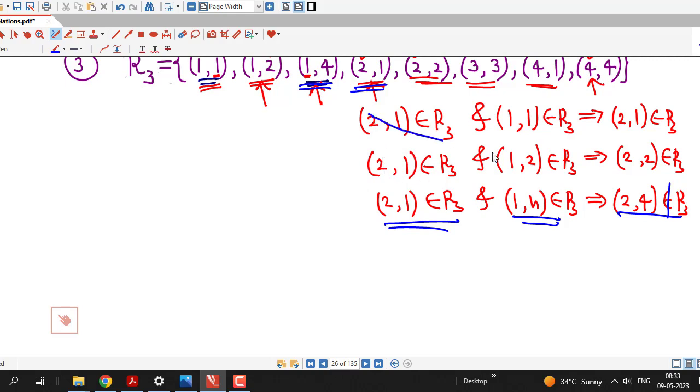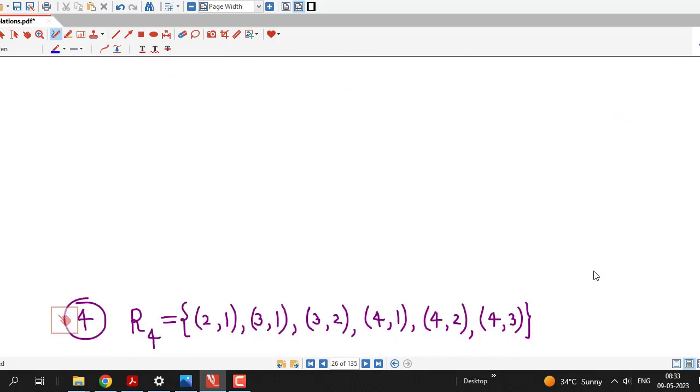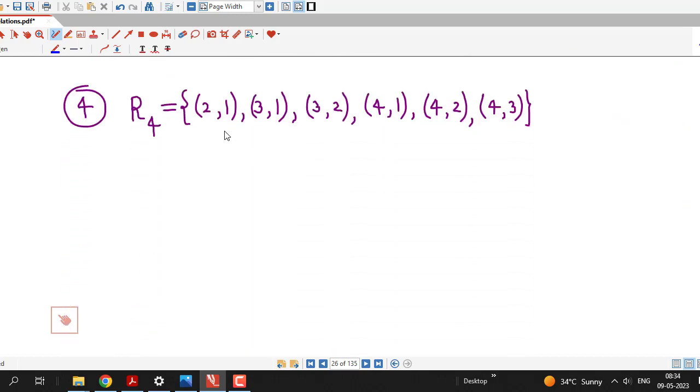So we don't have to write all these things. We will just mention that 2 is related to 1 and 1 is related to 4, but 2 is not related to 4. Therefore, R3 is not a transitive relation. So in this way we can decide whether our relation is transitive or not.